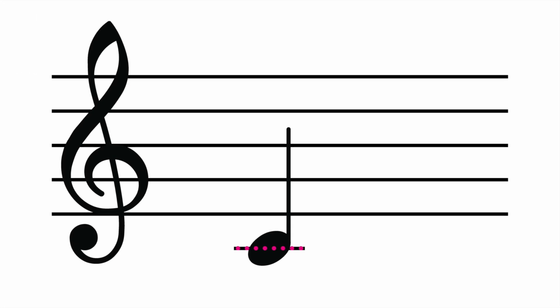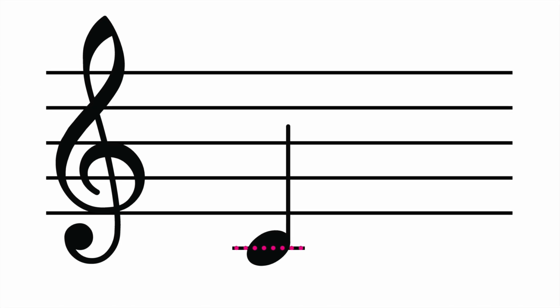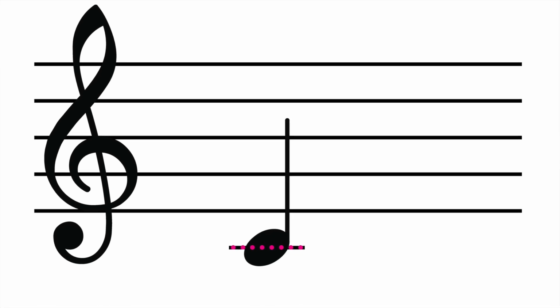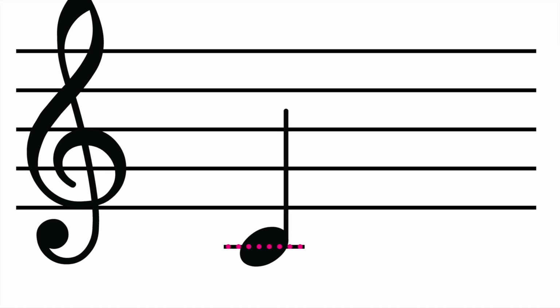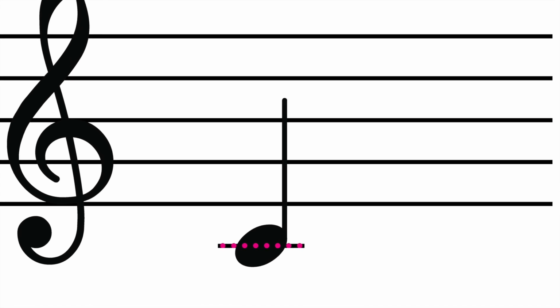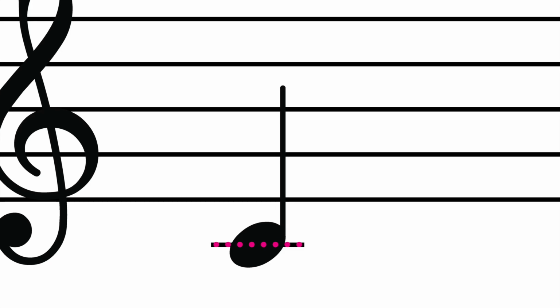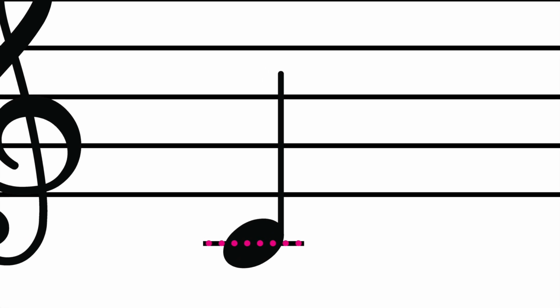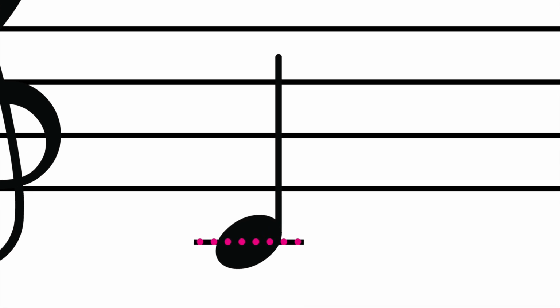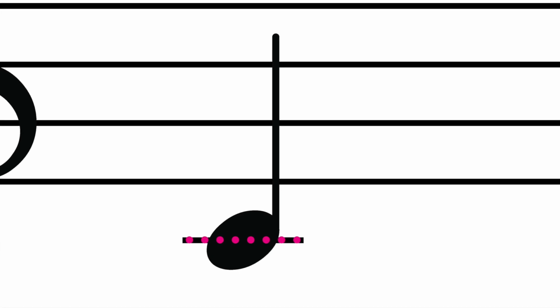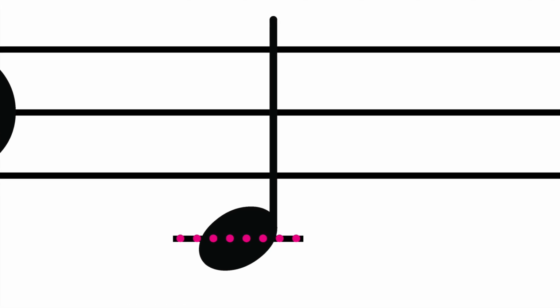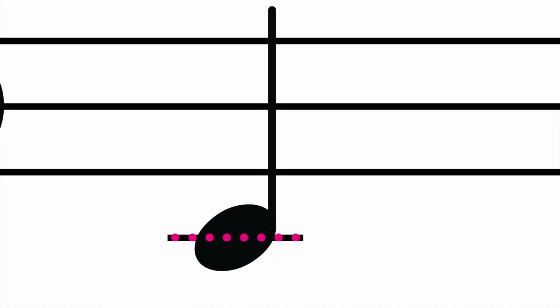Here is a strange looking little note. It is very special because it has its own little line since there wasn't a line in the place where it needed to be. The grand staff video tells all about this note. That little line is called a ledger line. And since there's a line going through the note head of this note, it is also called a line note.